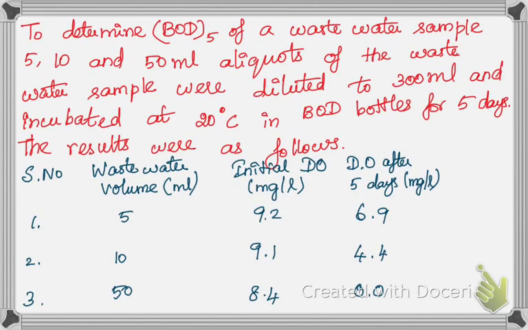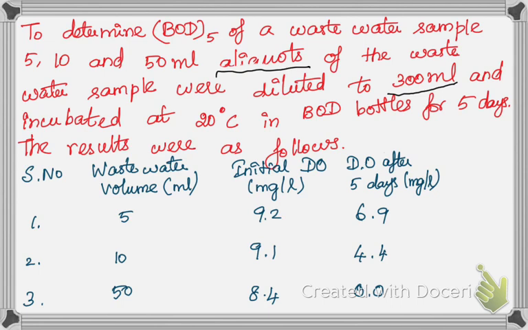So this is the problem given. Before going into it, what do we mean by aliquots? Aliquots means a small portion. From the wastewater sample, a portion of 5 ml, 10 ml and 50 ml is diluted to 300 ml.